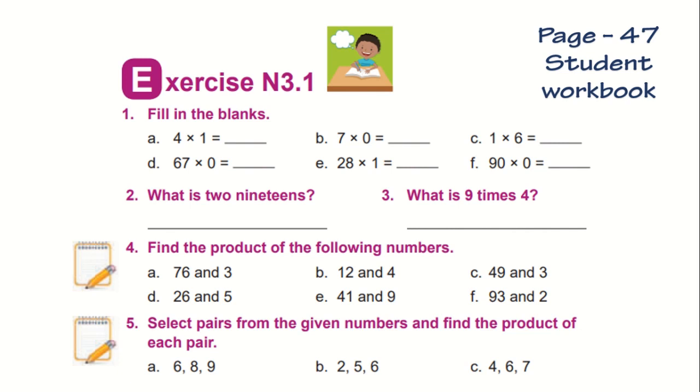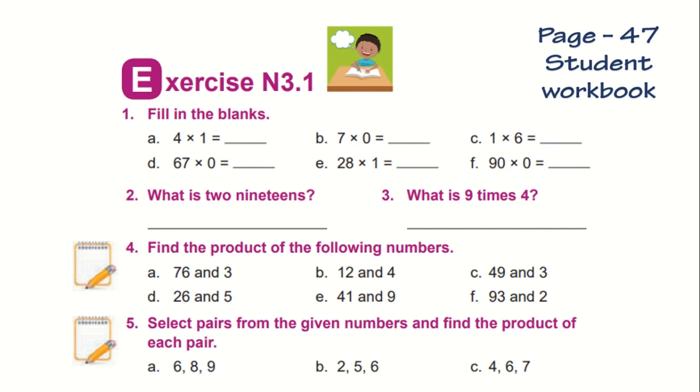Alright, second question, what is 2 19s? So you need to write the answer when there is 2 19s. Okay, and the third question is what is 9 times 4? So how much is 9 times 4? You are going to write the answer on the line given.